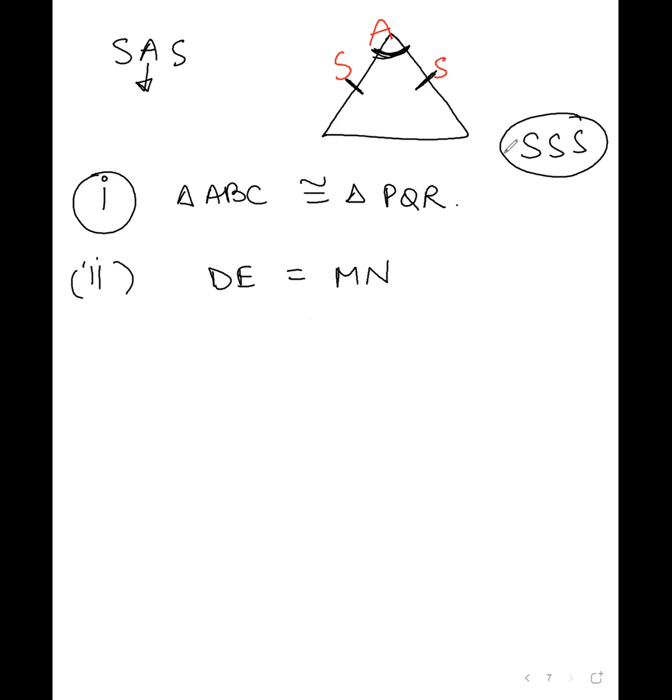You know why? Because over here E is the right angle, right? Yeah. And over here M is the right angle. So that's why I am writing it as NM. So that E and M, they are both right angles. So they will correspond to each other. Getting it? Yes. Good. Yeah. So DE is equal to NM.